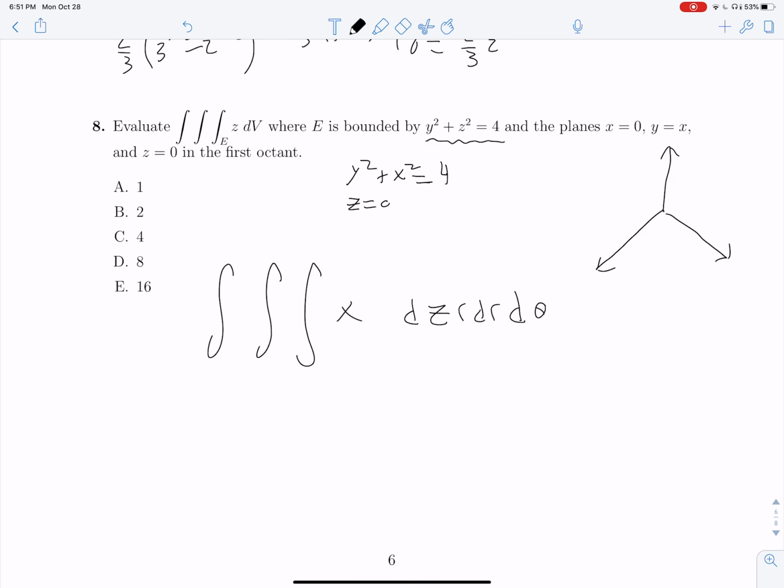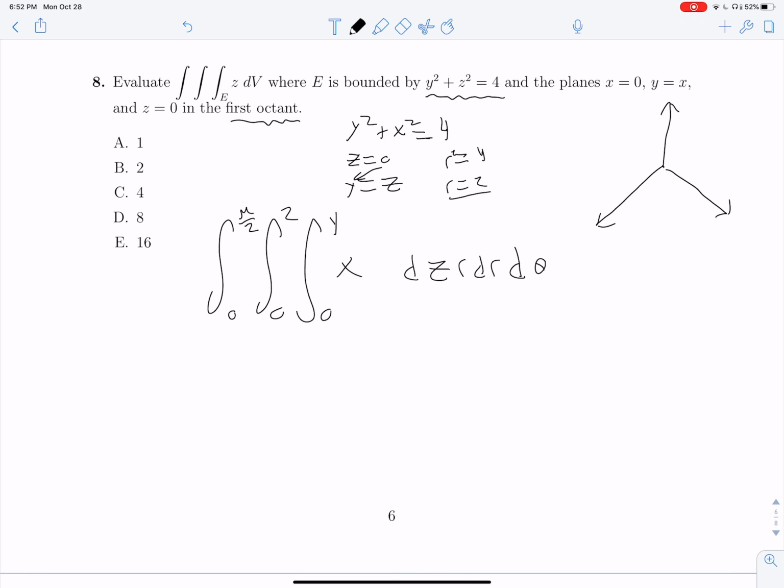y squared plus x squared equals 4, z equals 0, because now all of our z's are x's, and y equals z. So this works out really nicely, because we see that r squared equals 4, so r equals 2. r is running between 0 and 2. z is running between 0 and y, so we can put that in there. And we're in the first octant here, so theta is going to be 0 to pi over 4. And by 4, I mean 2.